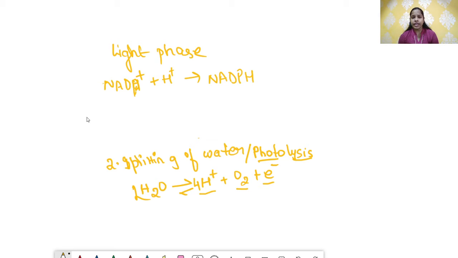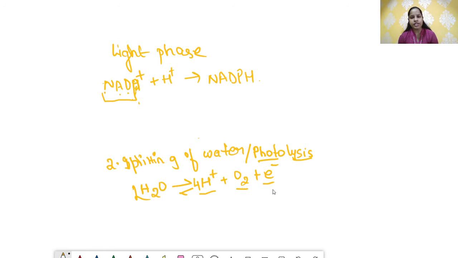This NADP is nothing but nicotinamide adenosine dinucleotide phosphate. This abbreviation is always asked. So do study the full form of this abbreviation, NADP plus, which is nicotinamide adenosine dinucleotide phosphate. When this molecule accepts a hydrogen, it forms NADPH, which is required for providing the energy in the dark phase. So this hydrogen is accepted by NADP plus.